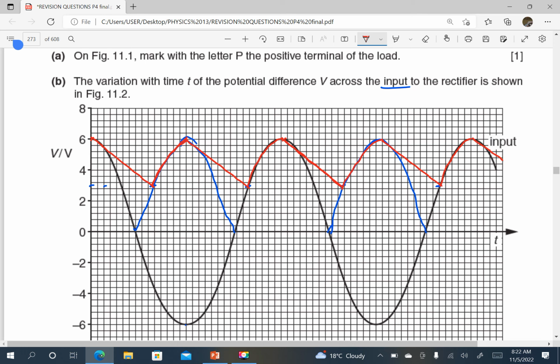Okay, so the correct graph would look like that. If I remove these other peaks because they are not necessary, you notice that the correct graph is supposed to look like this. That is how the correct graph would look. So thanks to my students, they were able to see that there was a challenge there because the graph on which we were supposed to sketch was not for rectified voltage, it was for input voltage.